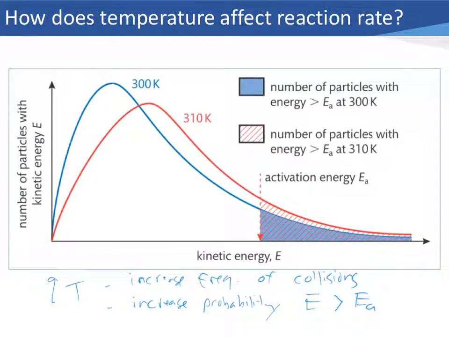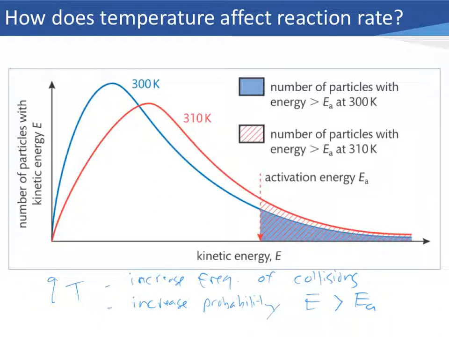Number one, the particles move faster, and so that increases the frequency of the collisions. Particles moving faster will collide more frequently. And if I have more frequent collisions, the number of successful collisions will also increase in terms of the frequency of the successful collisions. But not only that, because I have a higher temperature, I have a higher probability that the energy will be greater than the activation energy for every collision.